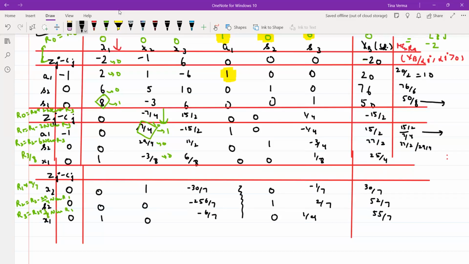And this entry you also have to make 0, so you can apply your row operation, that is R0 will be R0 plus 7 by 4 times your new R1. So this entry will become 0, 0, and this is 69 by 7, this is also 0. We need not calculate this, this is 0, 0 and 0.